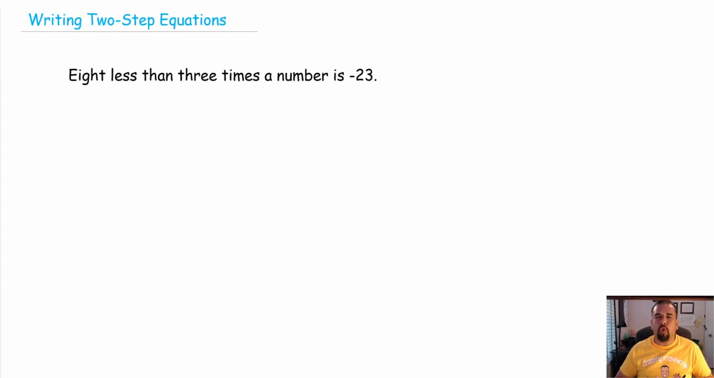Today we're going to write equations. One of the biggest things that students struggle with is taking a word problem and being able to write an equation out of it and then to solve it. So I'm going to give you quite a few words and basically translate them into math words, right? Because math is its own language. So let's get started.